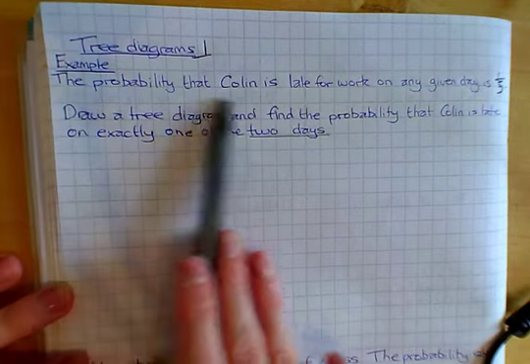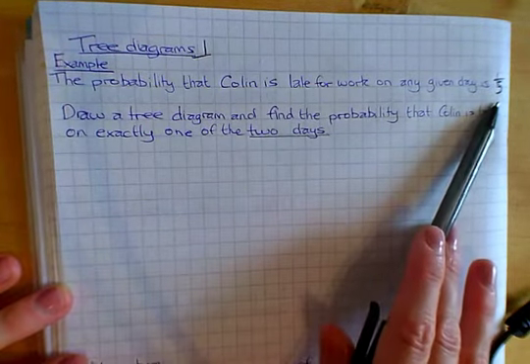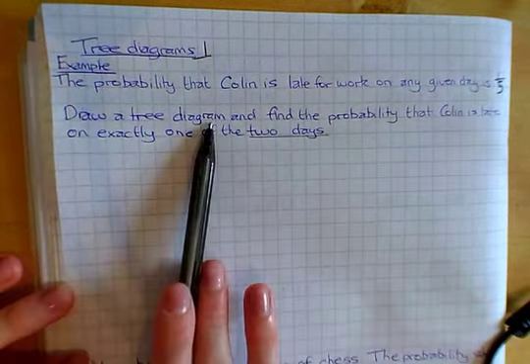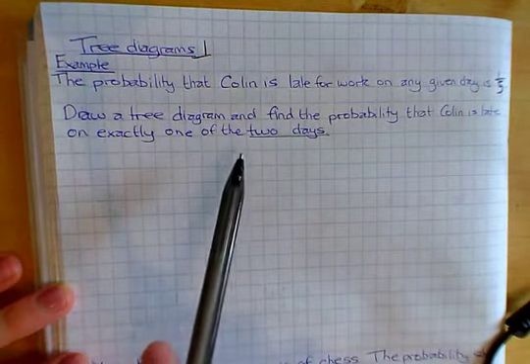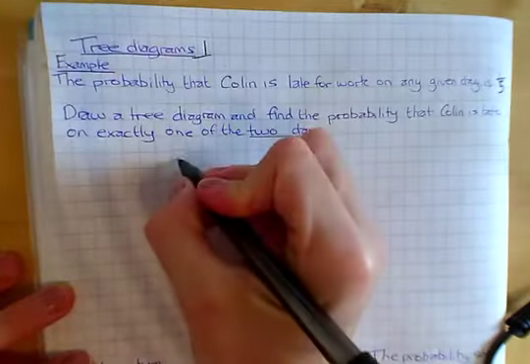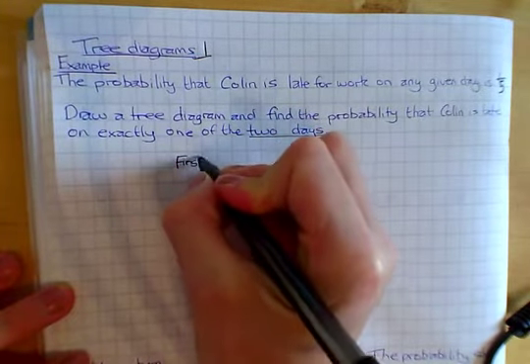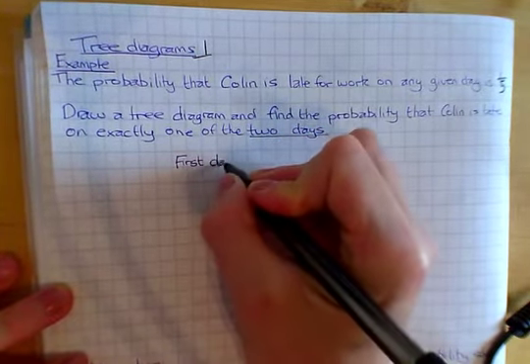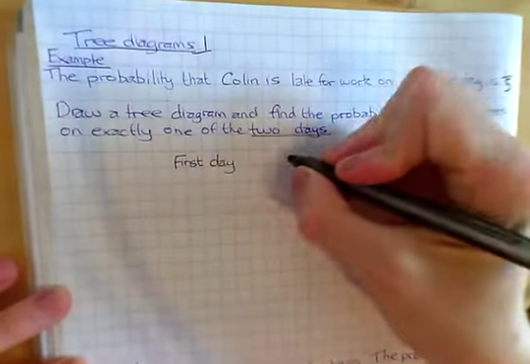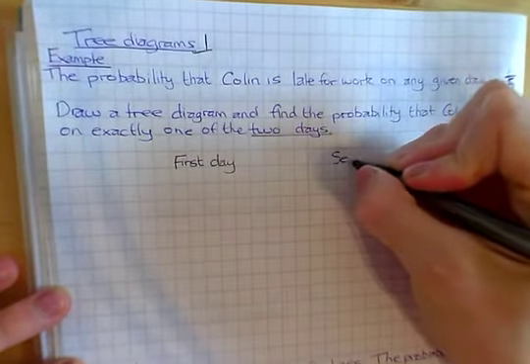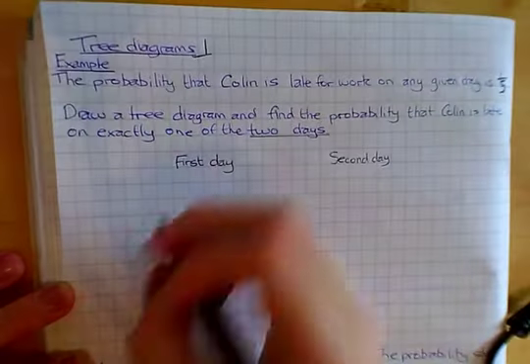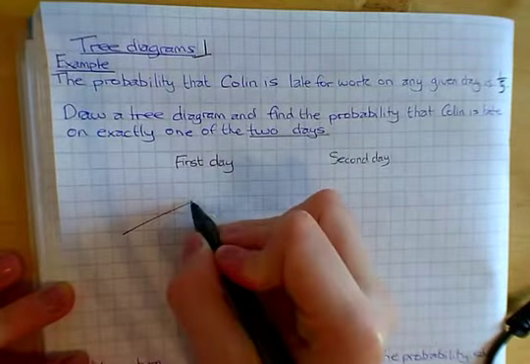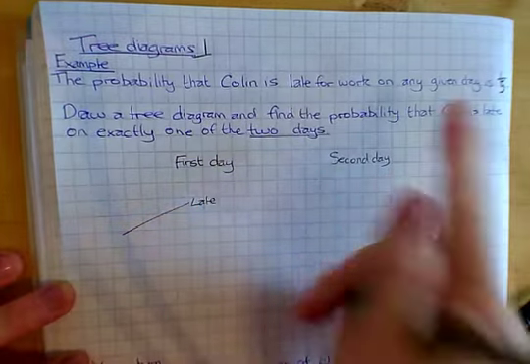So the probability that Colin is late for work on any given day is 1/5. Draw a tree diagram and find the probability that Colin is late on exactly one of 2 days. So what I'm going to do is label the first set of branches as the first day and the second set of branches over here as the second day. So the probability that he is late on the first day is 1/5.